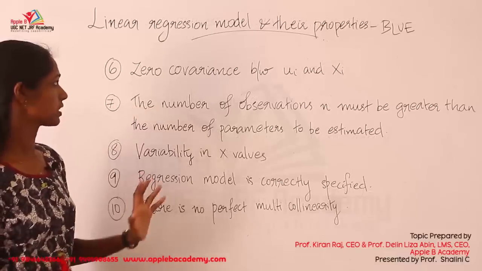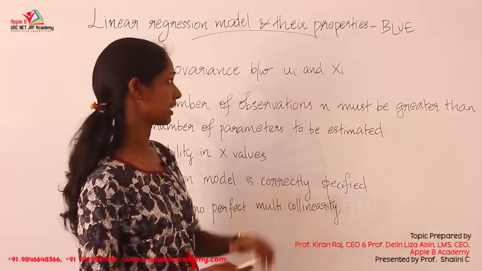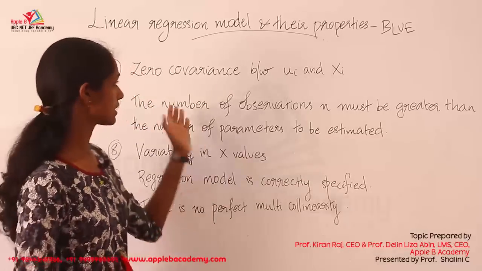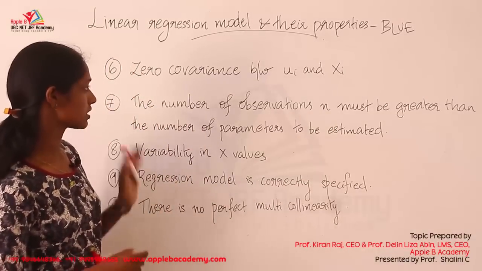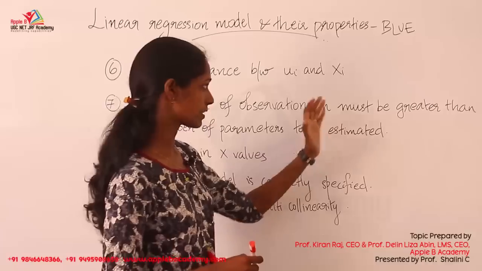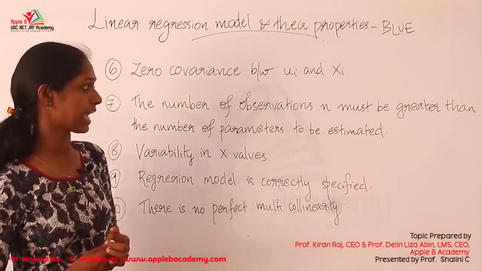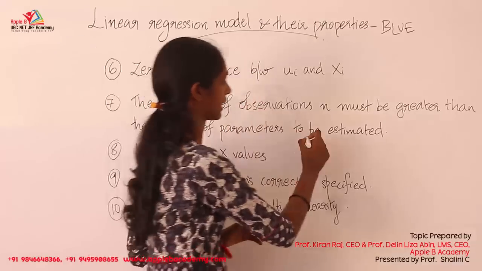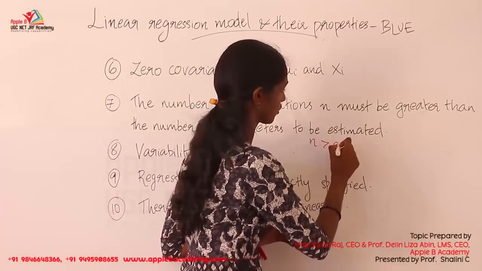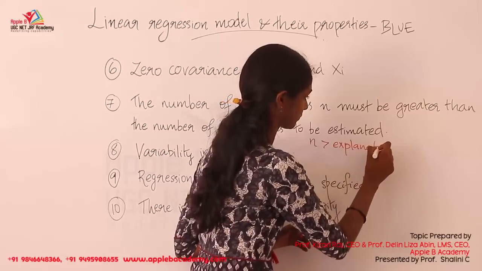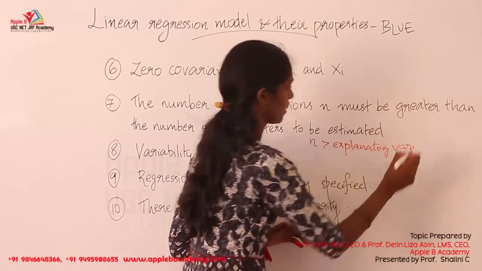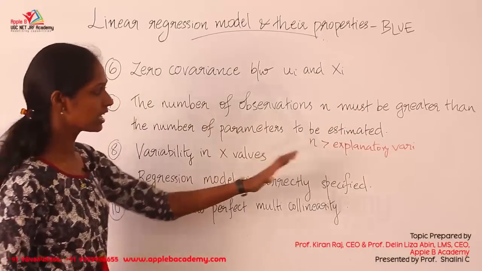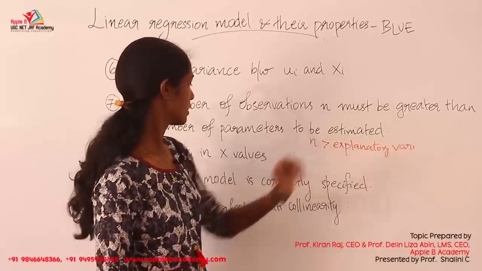We move on to the sixth assumption. There is zero covariance between ui and xi. Basically, there is zero covariance between the error term and the explanatory variable. That is the sixth assumption. And the seventh assumption is that the number of observations n must be greater than the number of parameters to be estimated. In other words, the number of observations n must be greater than the number of explanatory variables in the model.